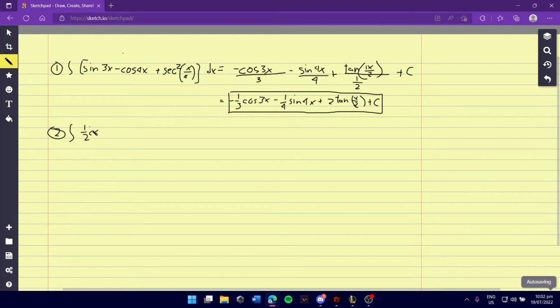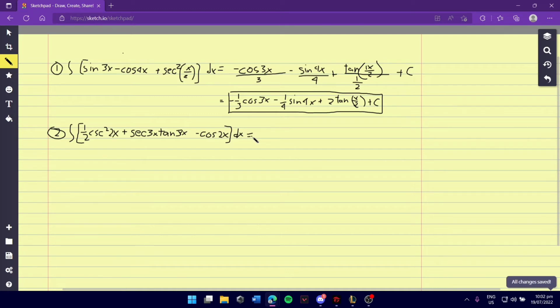So next, for example number 2, we have the integral of 1 half cosecant squared 2x, then we'll add secant 3x times tangent of 3x, minus cosine 2x, then times 3 by dx. So this is now our example number 2.